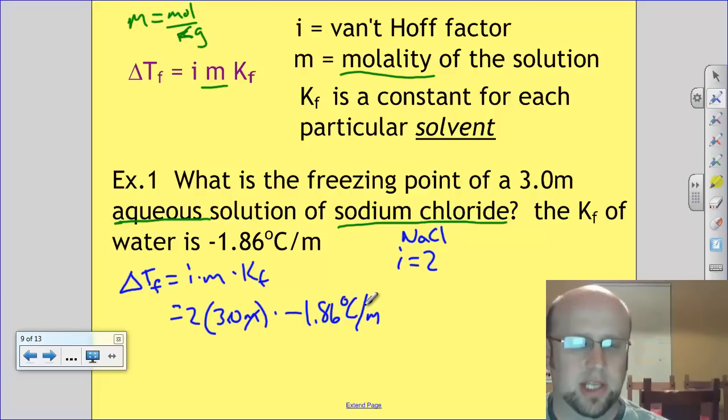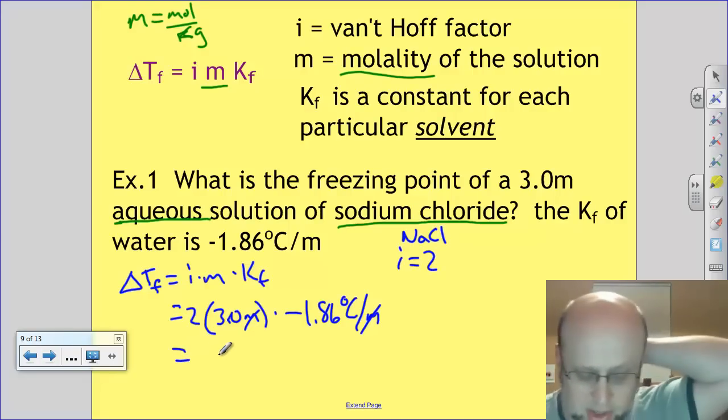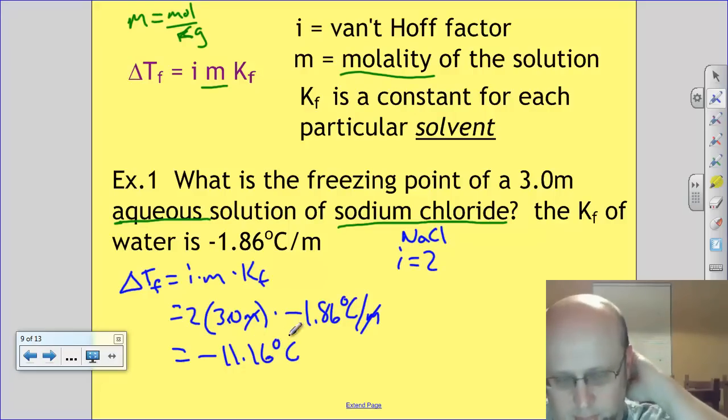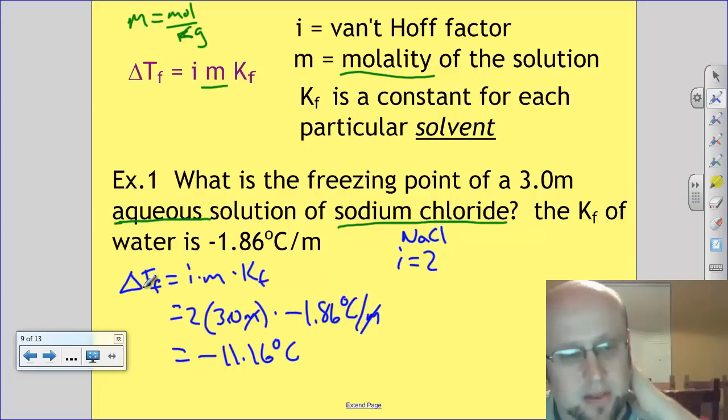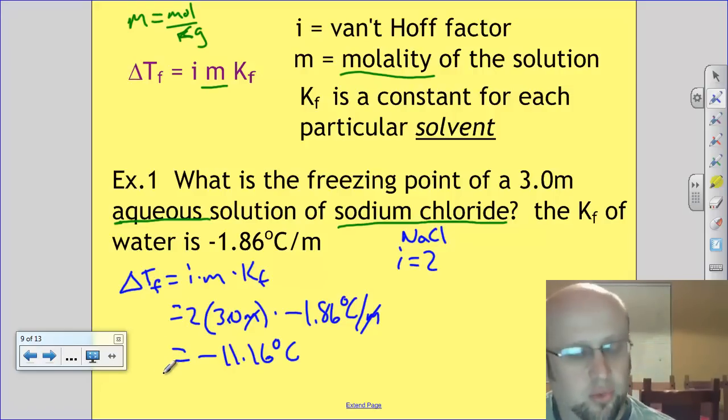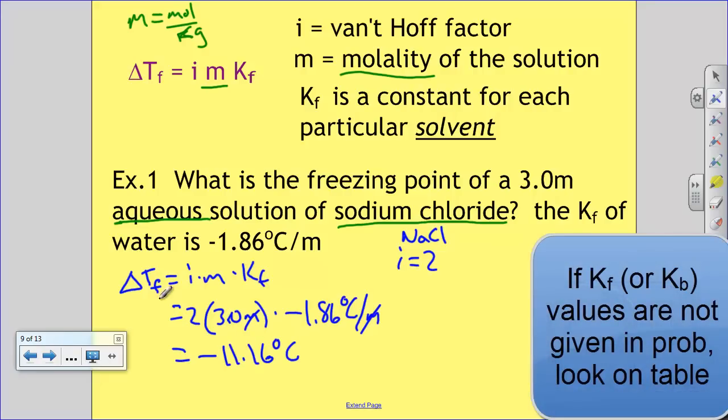Now you can already see that the molalities are going to cancel out. We punch this in our calculator and we get negative 11.16 degrees Celsius. Now here's what's important. This is not the new freezing point. This is the change in the freezing point. So to actually get the real freezing point, you have to add your delta T, the answer I have right here, to the actual freezing point.